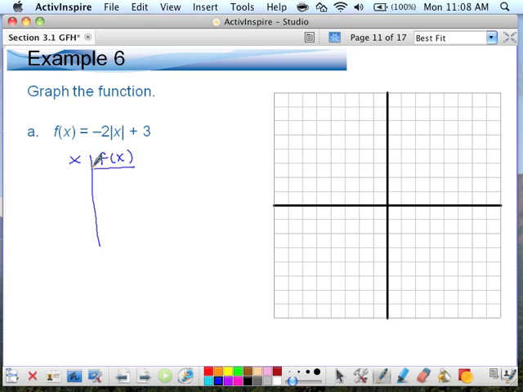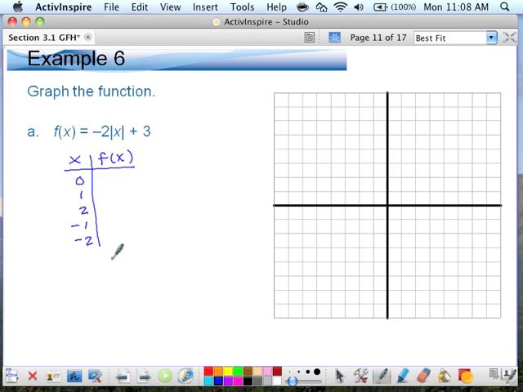X's and Y's. And we want to start at our vertex. Our vertex is where the absolute value goes to 0. So the vertex is just going to be at 0. Then we want a couple of points to the right and to the left of there. So we'll say +1, +2, -1, -2. And those are going to be the x values that I'm going to substitute in, find the y's that go with them, and use those as the ordered pairs to graph my function.